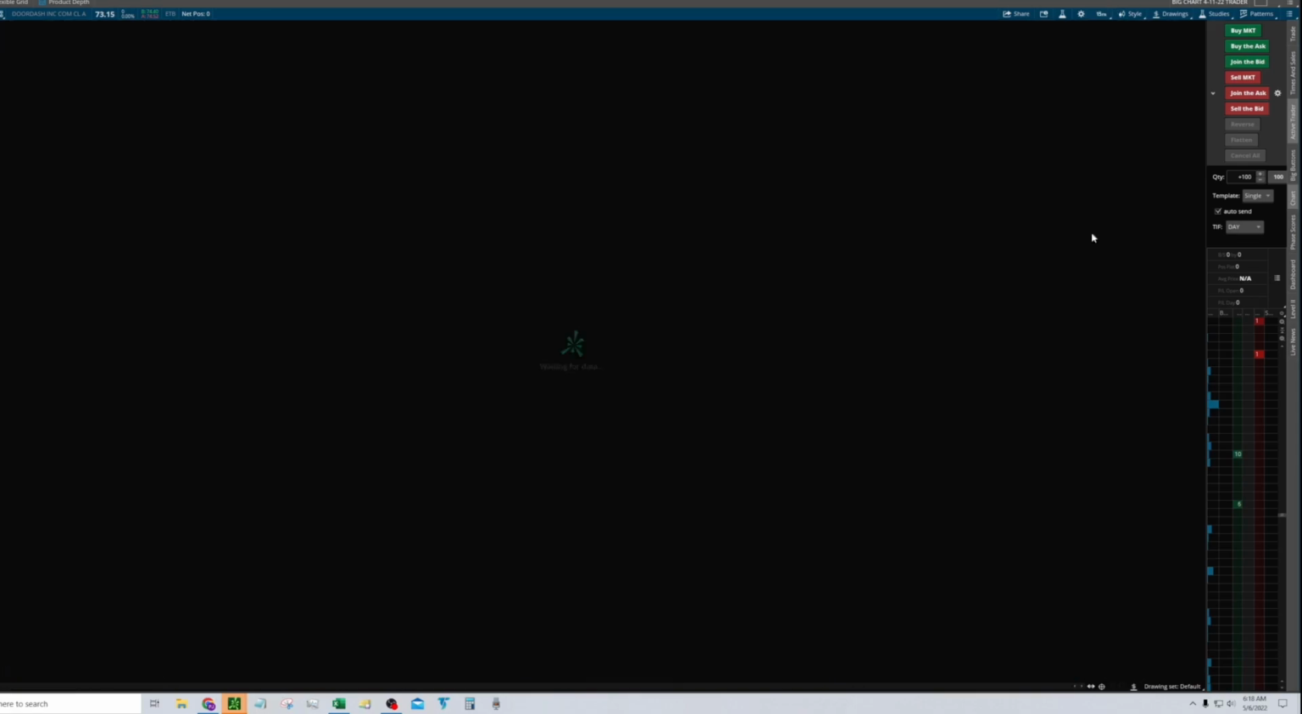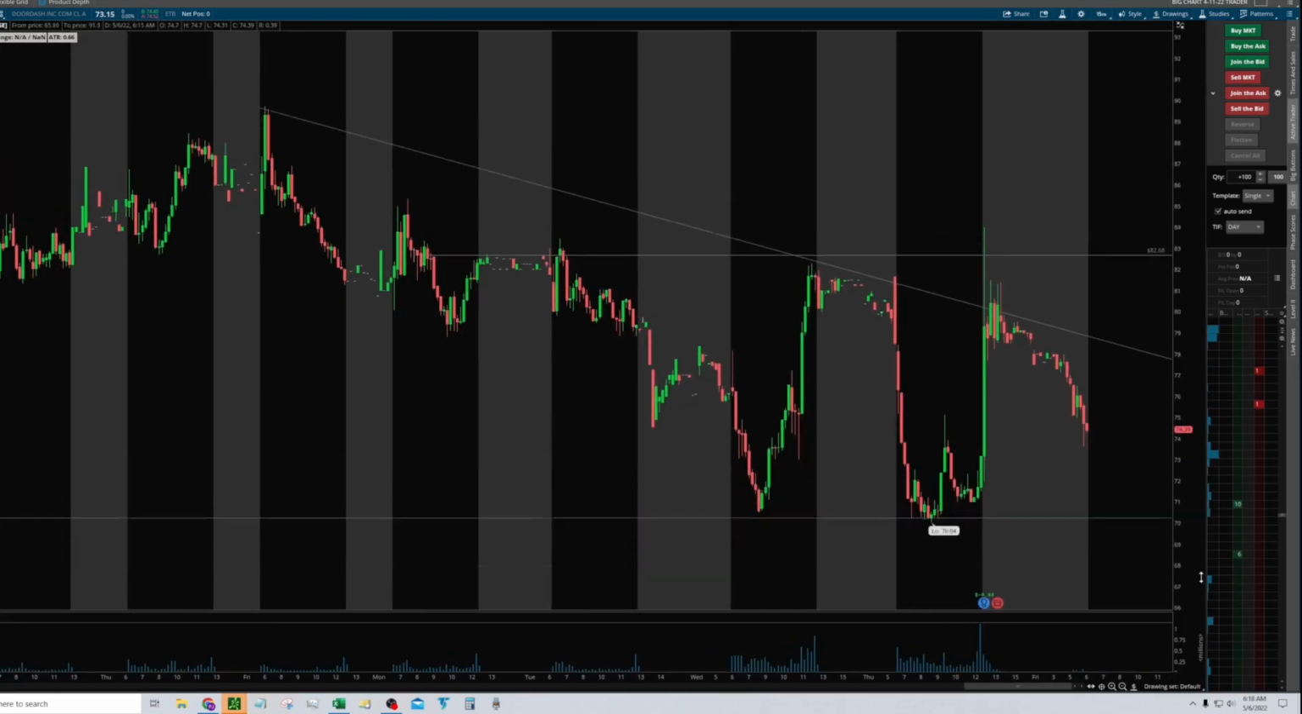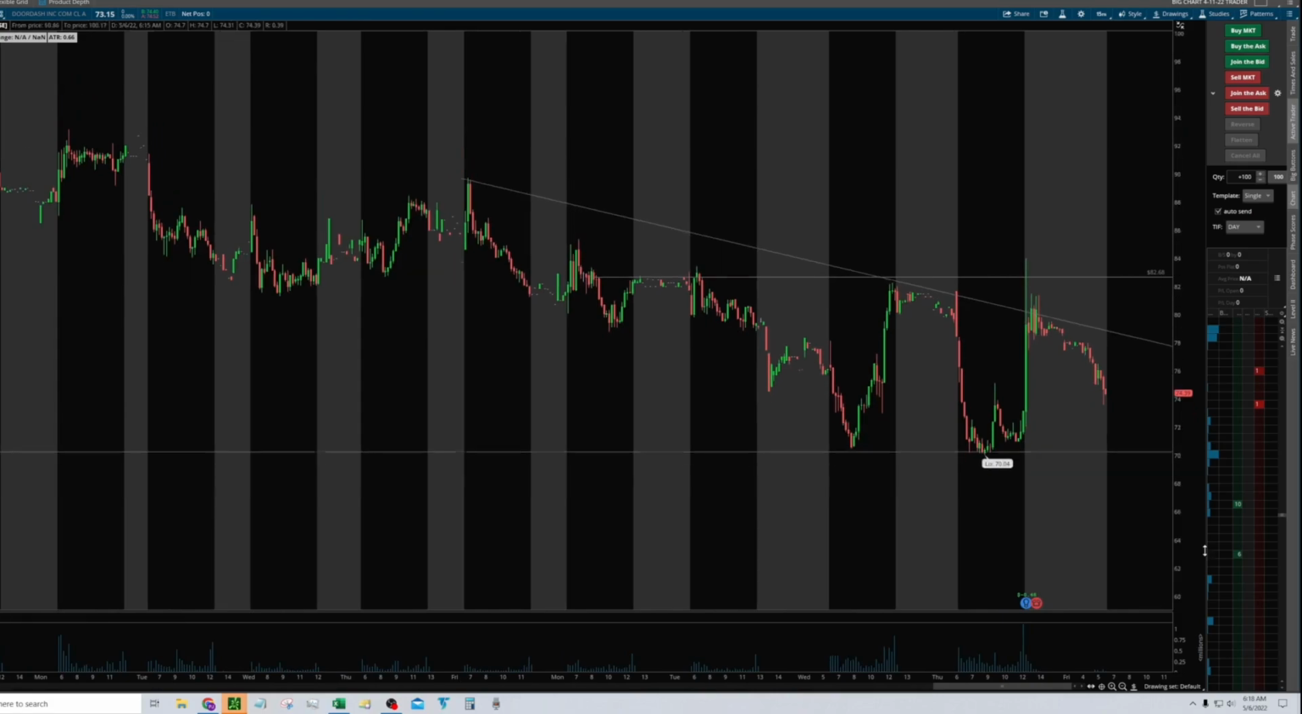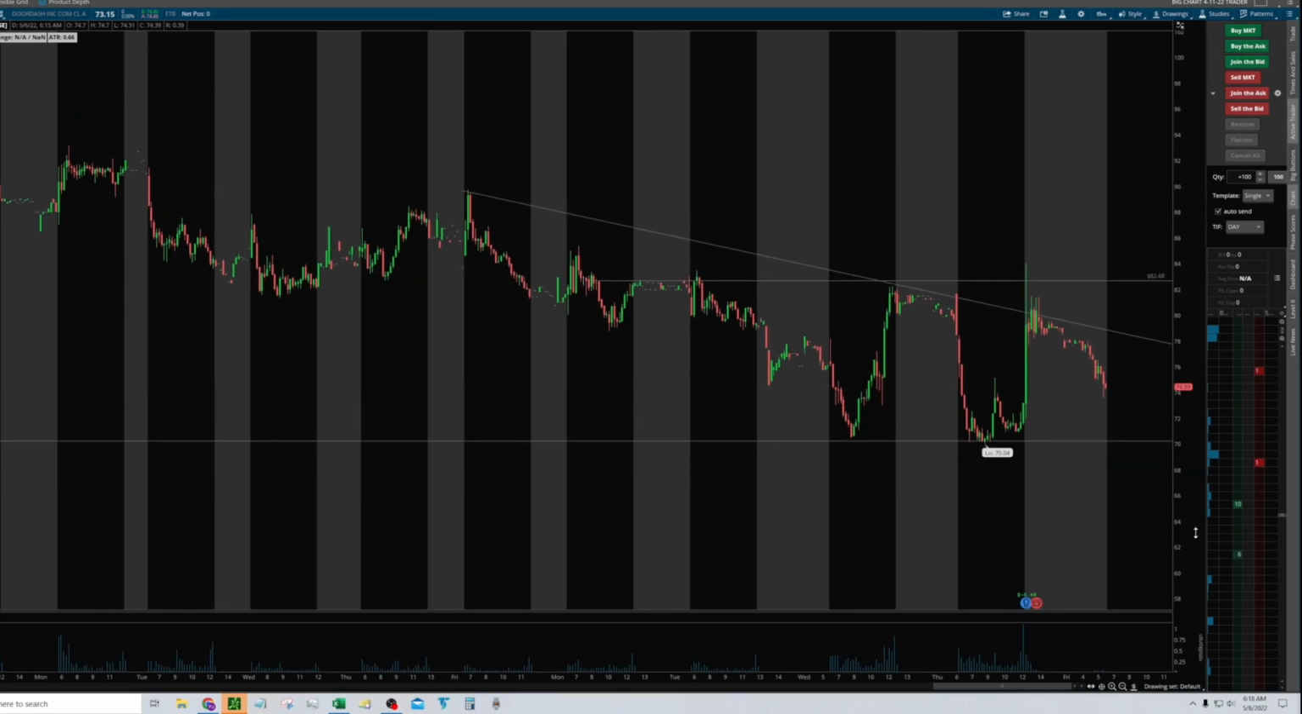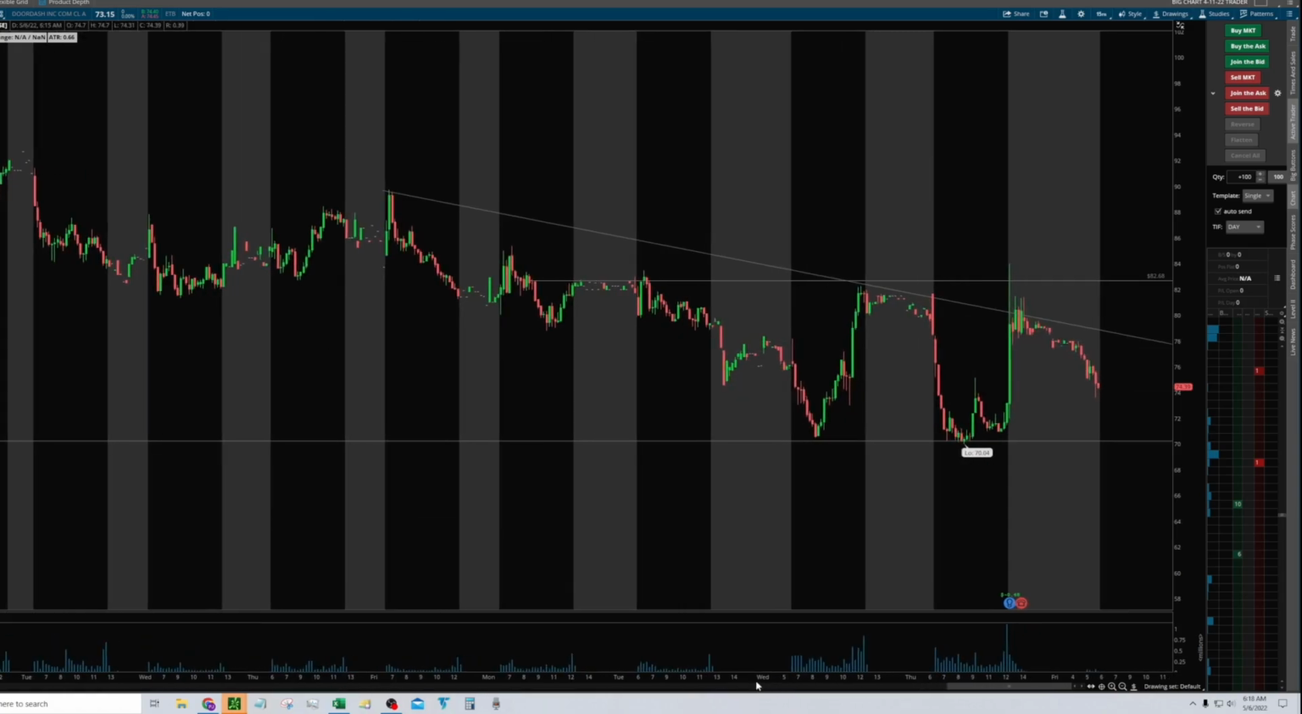So this will help me figure out how to plan my trade. This is going to help me see obvious areas where the stock will either bounce up from or go lower.